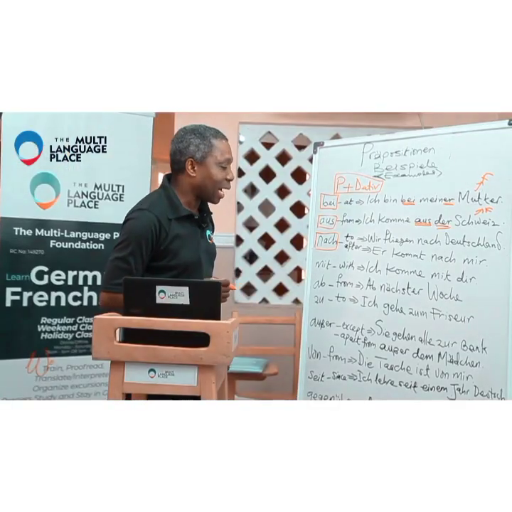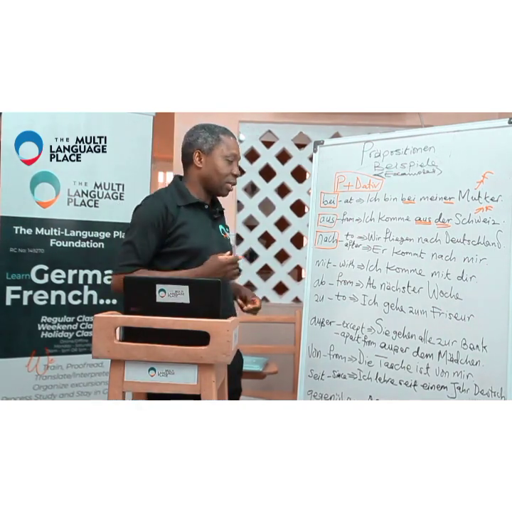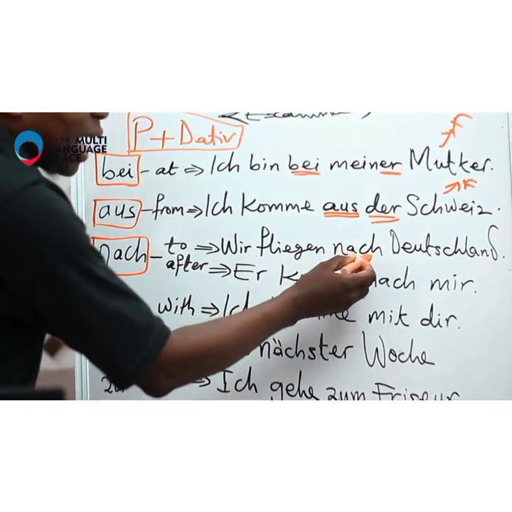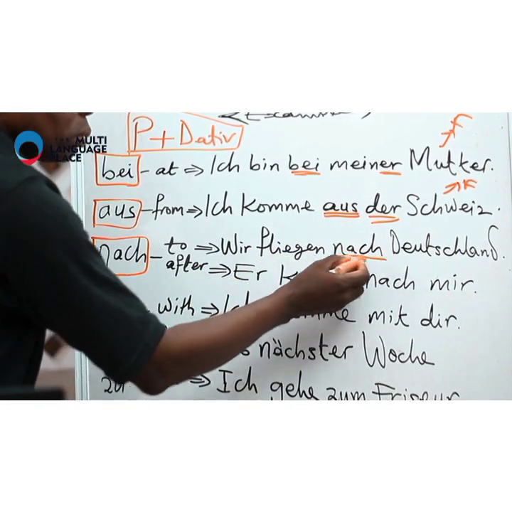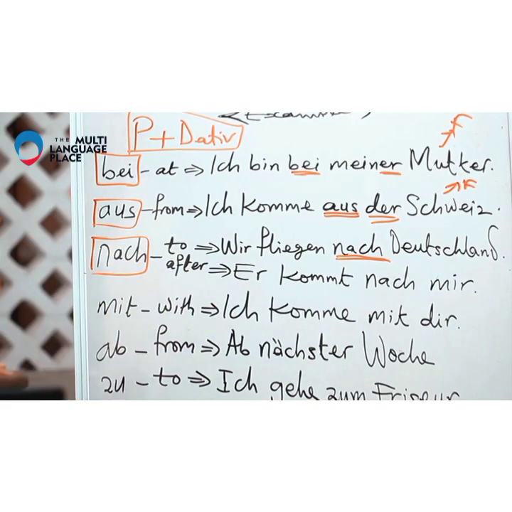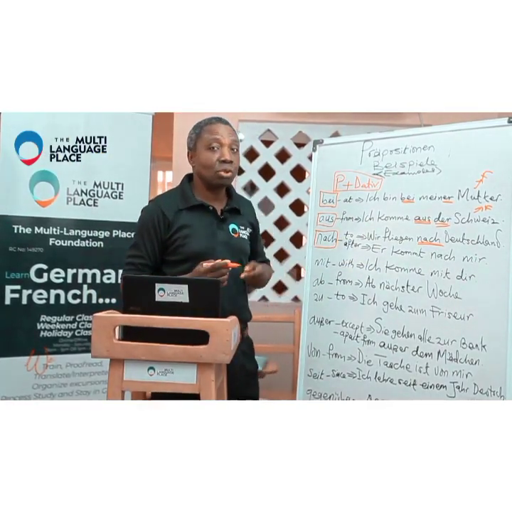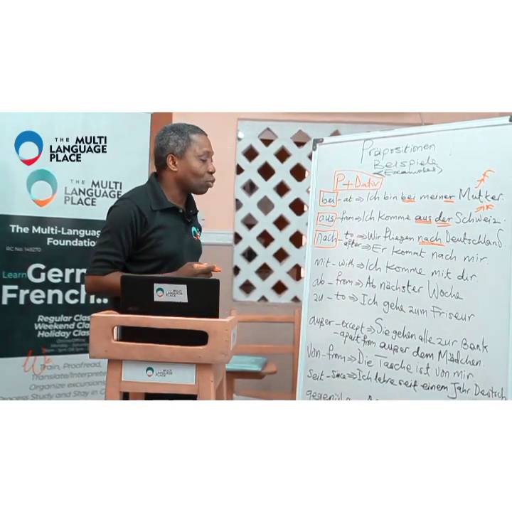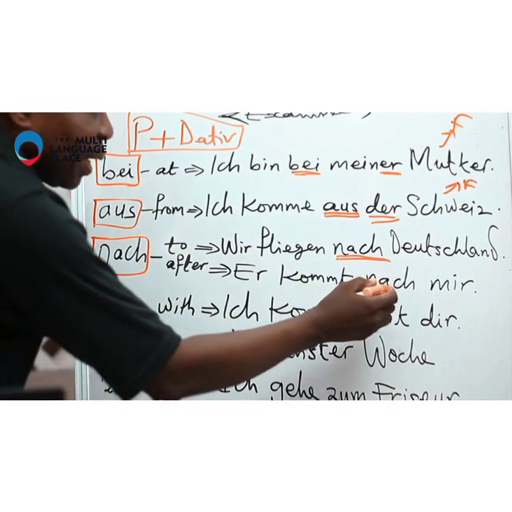Nach. Nach can mean to. It can also mean after. Let's look at the first example too. Wir fliegen nach Deutschland. We are flying to Germany. Interestingly, because Deutschland does not have any article, we may not see the manifestation of that dative there. But then let's come to the meaning after. Kommt nach mir. This is nach.